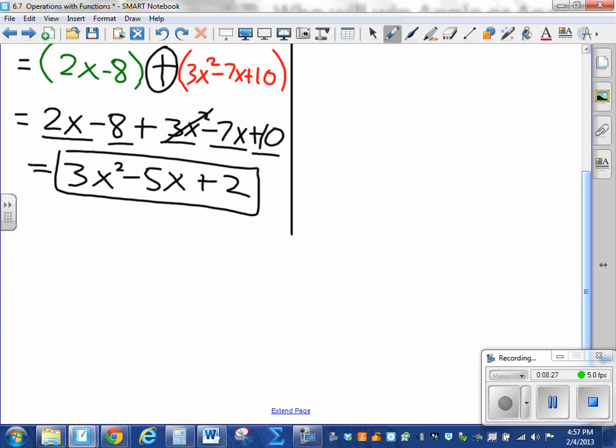Last check is the actual new function itself. That doesn't have roots or division either. So for your domain, there's no restrictions on it. Nothing will mess it up. It's just all real numbers.